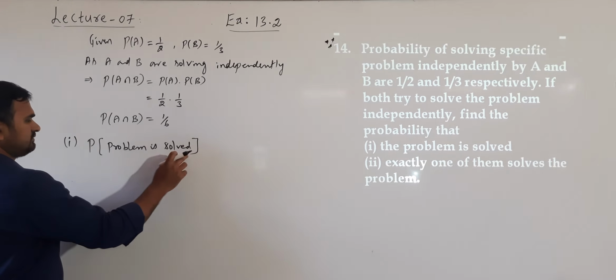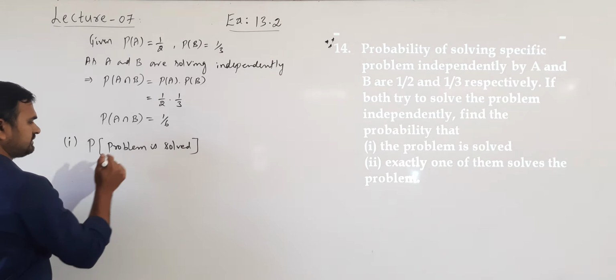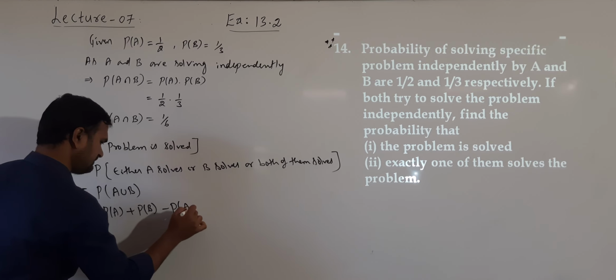Okay. So the probability that the problem is solved is the same as the probability of either A solves or B solves or both of them solve. We say that the problem is solved when either A solves or B solves or both of them are solving the problem. So what is the notation we can write here? Probability of either A or B or both. It is nothing but A union B. So that is P of A union B. I can write P of A plus P of B minus P of A intersection B.